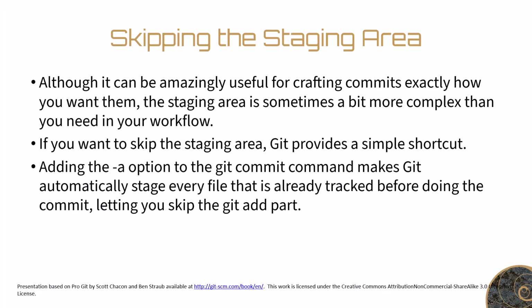So right now we are making a change, using git add to stage our changes, and then we're doing a commit. And you can do that every time, but Git actually gives us a way of doing everything all at once. So they give us a -a option, which tells Git to automatically stage every file that's already tracked before a commit. So that allows us to skip doing the git add part every single time.